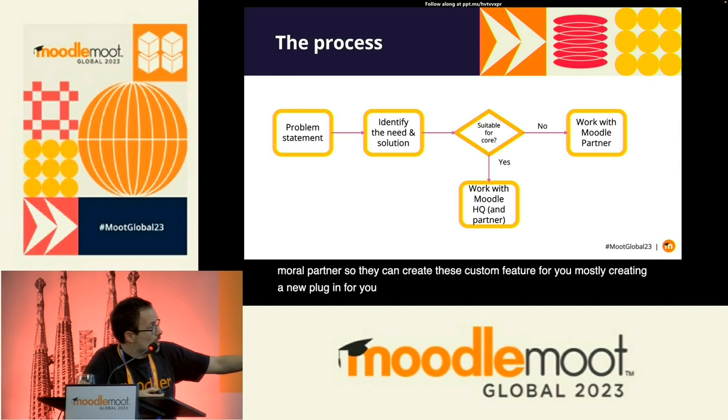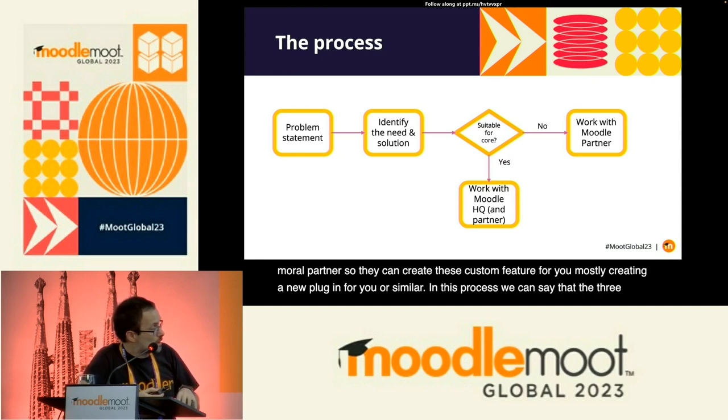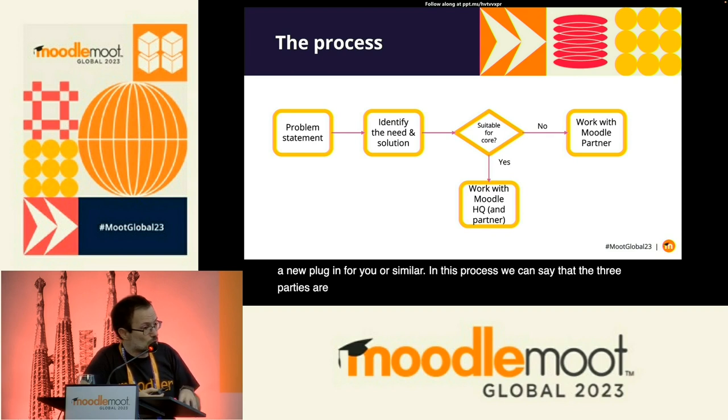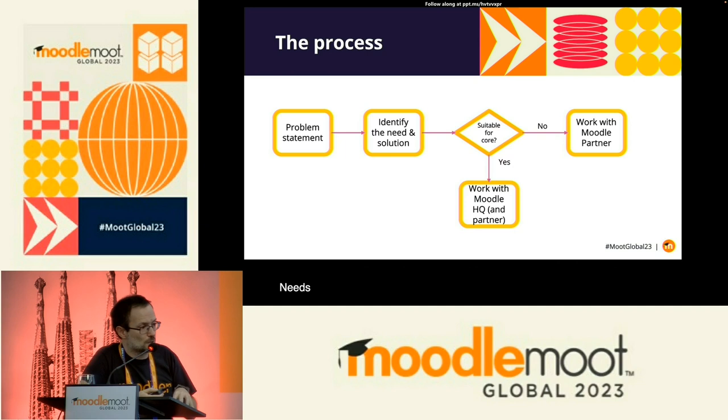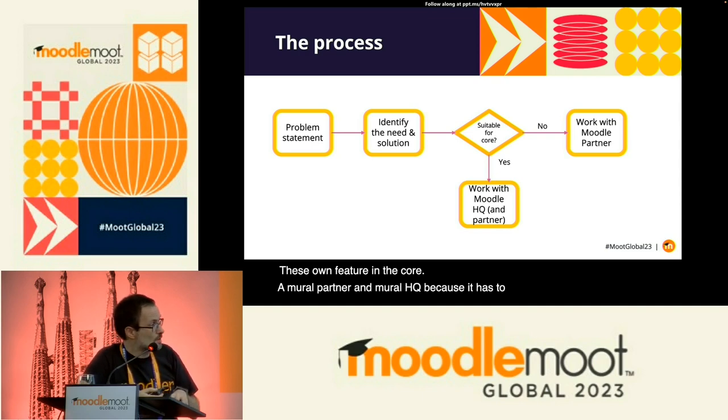In this process, we can say that three parties are involved: usually the institution that needs this custom feature, or wants this own feature in the core, a Moodle partner, and Moodle HQ, because it has to be a three-way conversation.